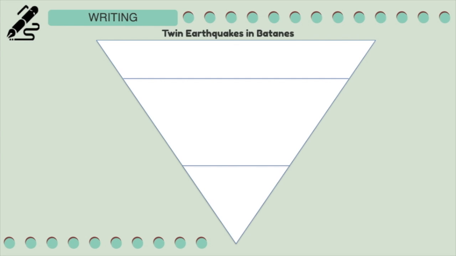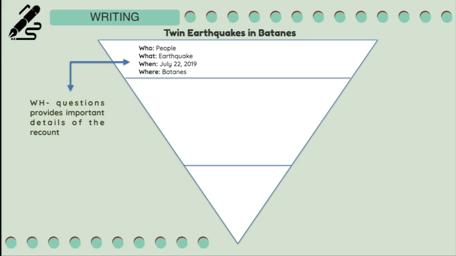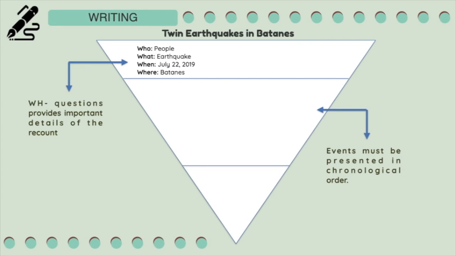A graphic organizer may be helpful in making the factual recount more accurate and organized. Here is a graphic organizer based on our example factual recount. The first part contains the WH questions that provide important details of the recount. Who is the main character in the story? People of Batanes. What happened in the story? An earthquake. When did it happen? Last July 27, 2019. And where did it happen? In Batanes.